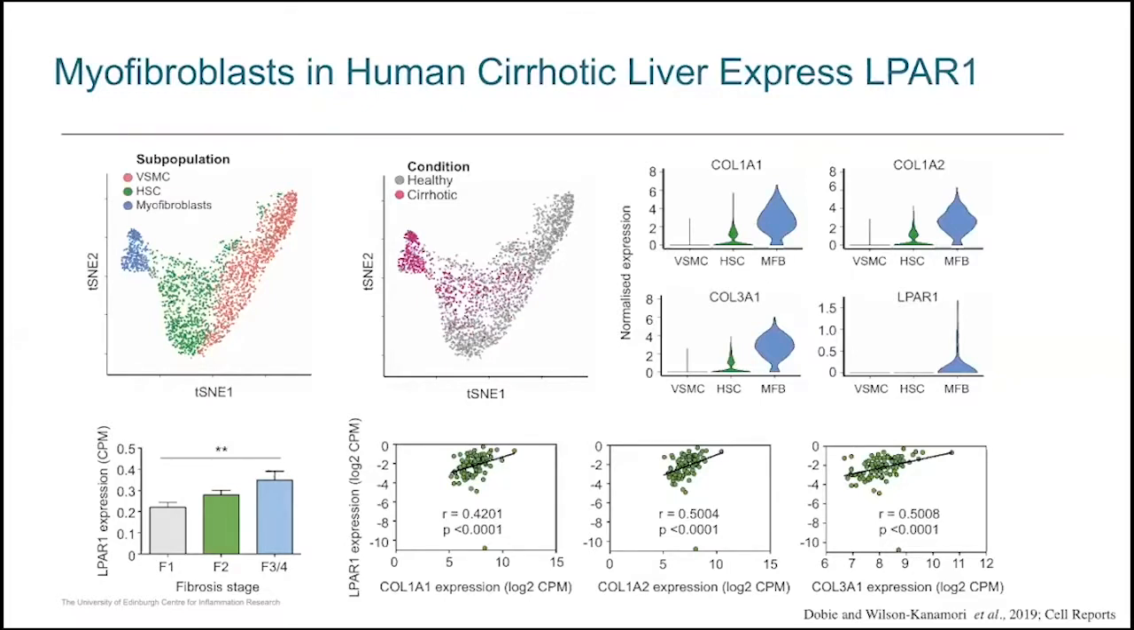Through an exciting collaboration with research-based biopharmaceutical company Gilead, we were also able to interrogate bulk sequencing data from human liver samples at different stages of fibrosis progression. We found that not only did LPAR1 expression increase in the later stages of disease, but the expression also correlated with expression of fibrillar collagens.